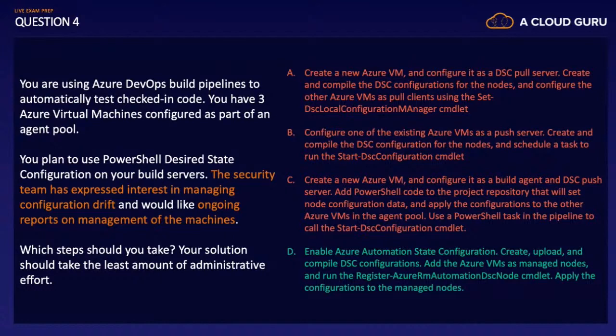So Azure Automation State Configuration is going to be able to generate those regular reports for the security team, and it's also going to be the best solution in managing configuration drift on a larger scale that could potentially occur in the future. So, based on that, looks like D is our correct answer. Congratulations to everyone who got that very obtuse question correct. That's right.